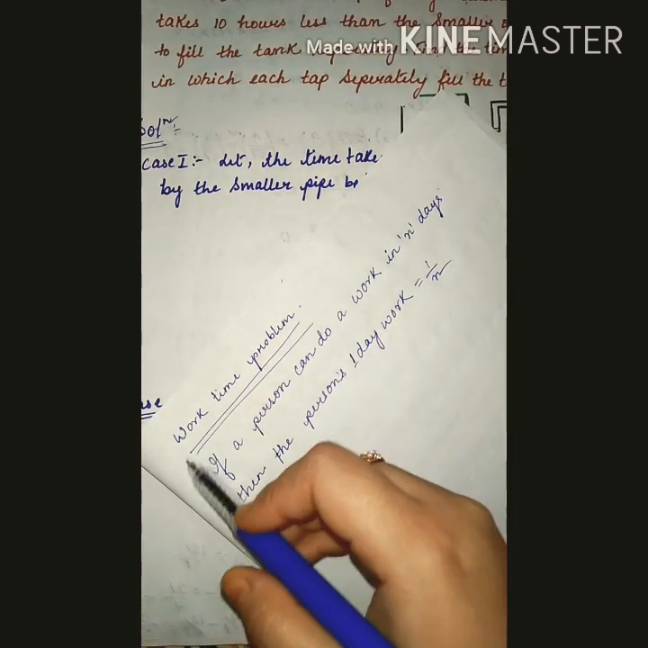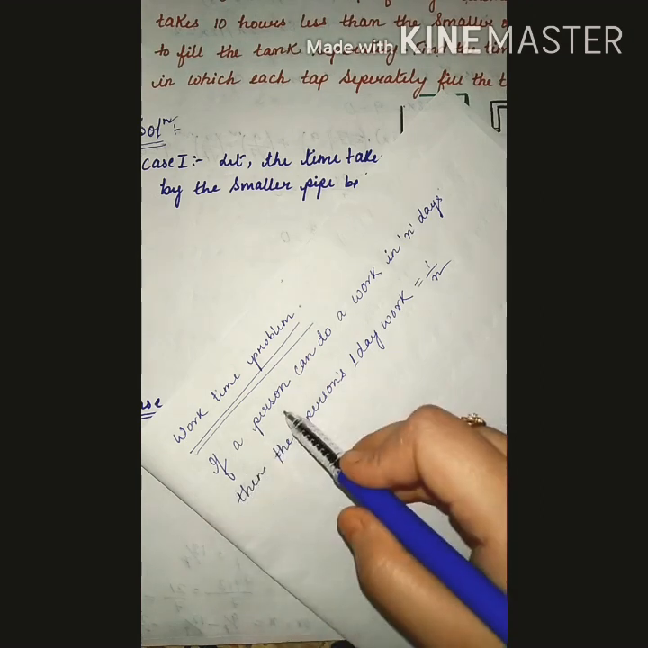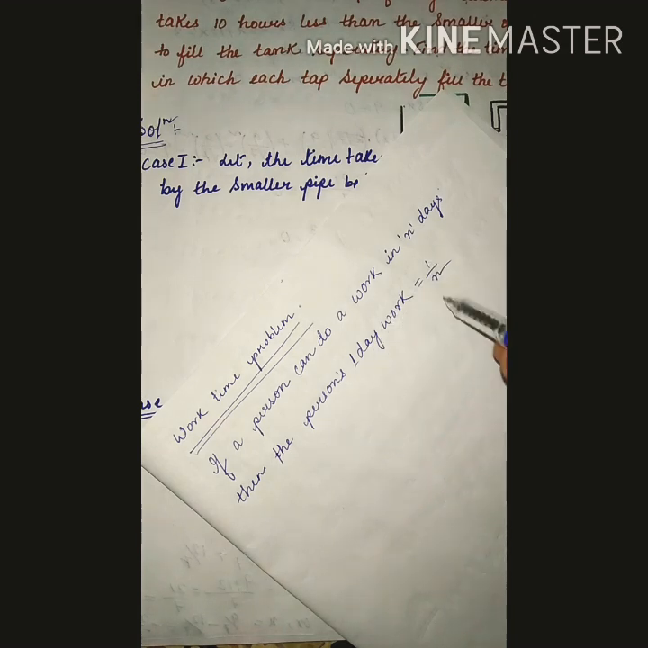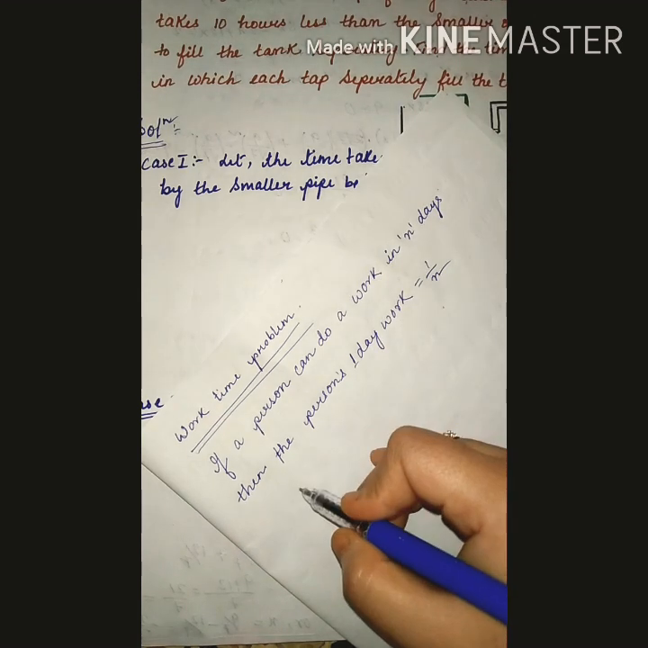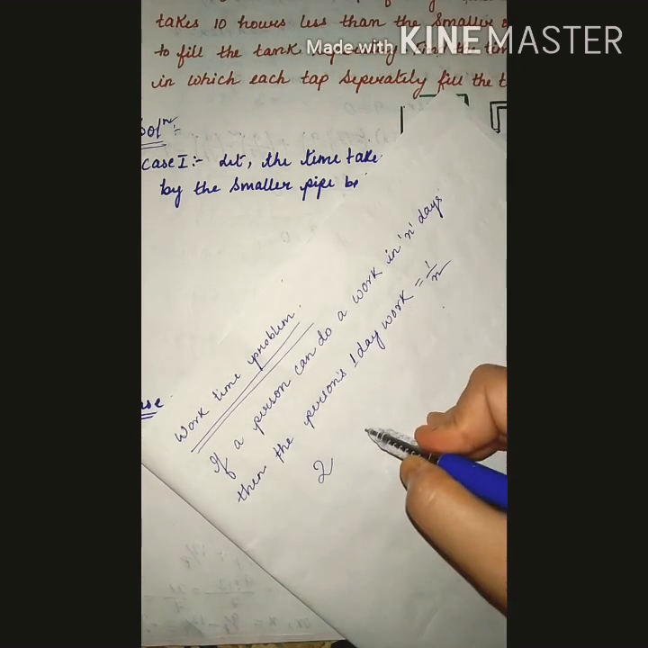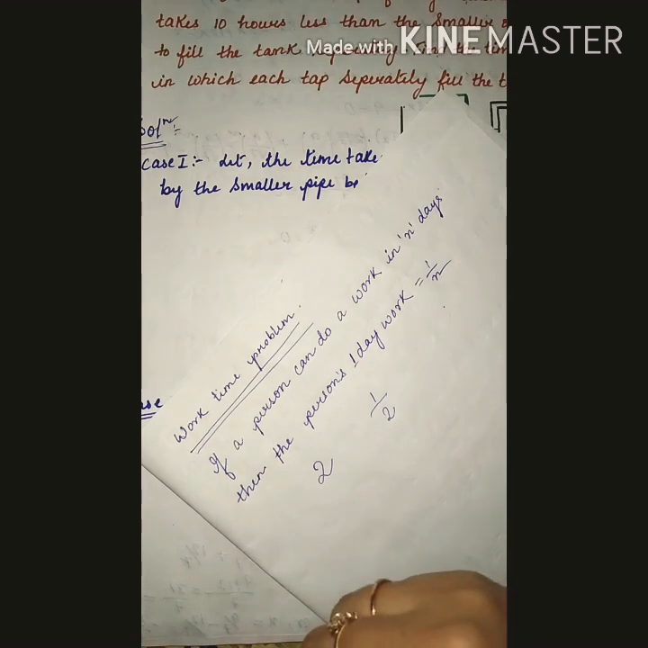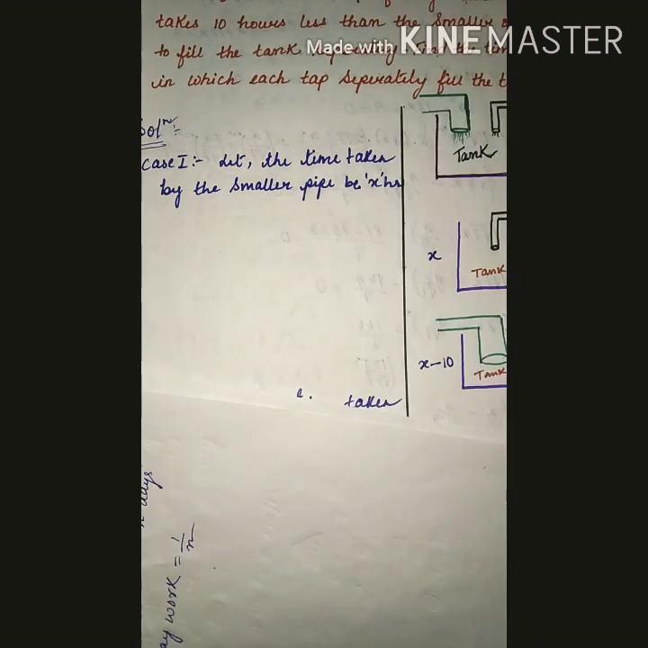In class 8 you did work time problems, where if a person can do a work in n days, then the person's 1 day work is equal to 1 by n, isn't it? So if a person can do a work in 2 days, his per day work will be 1 by 2, that means 50%. Similarly, if the water tank can be filled by the smaller pipe in X hours, that means in 1 hour it can fill 1 by X, isn't it? Similarly, it will be 1 by X minus 10.